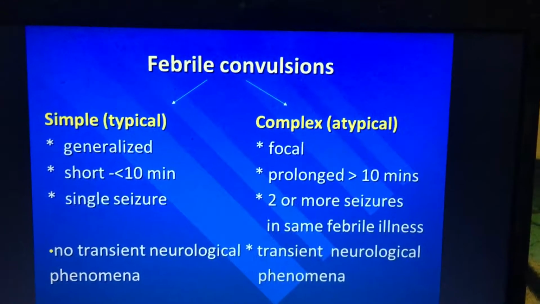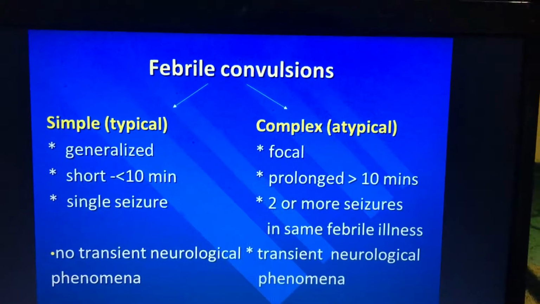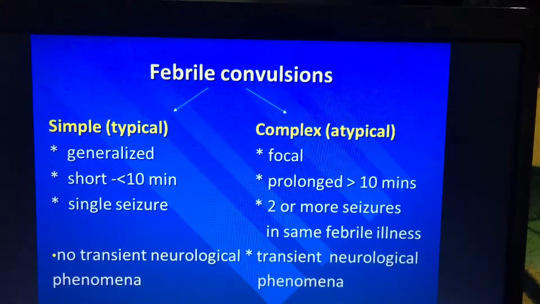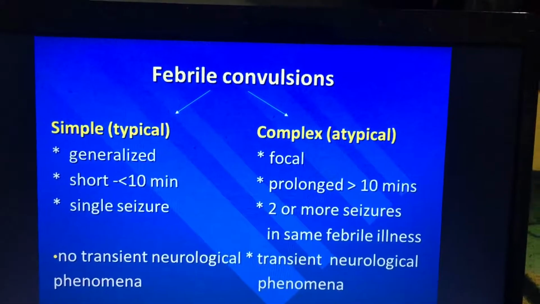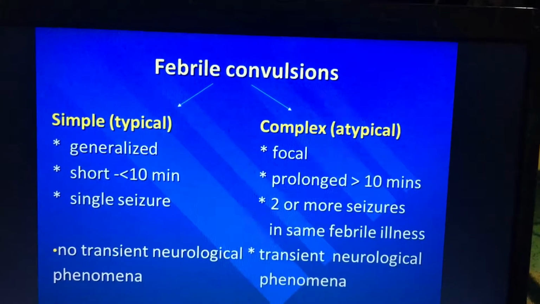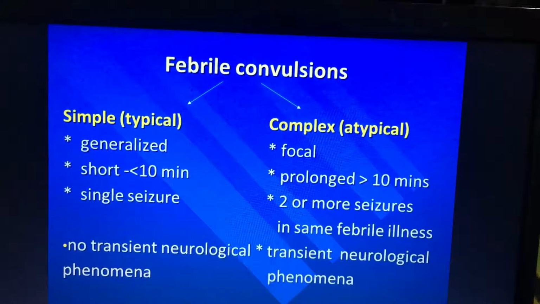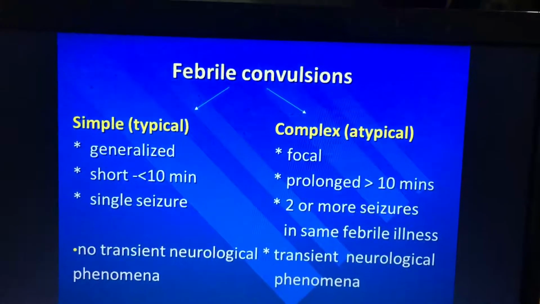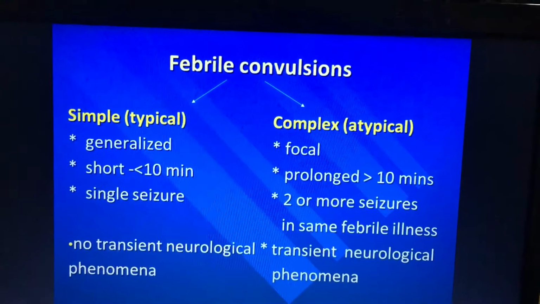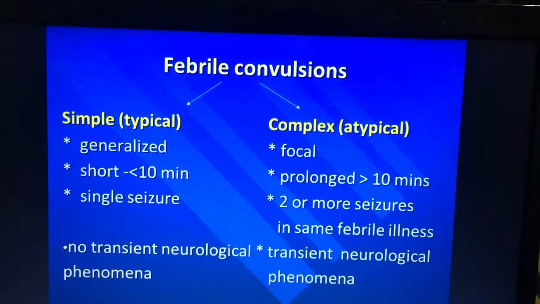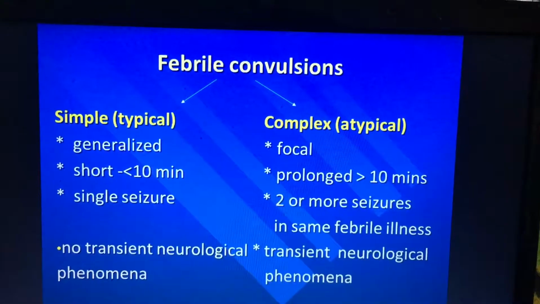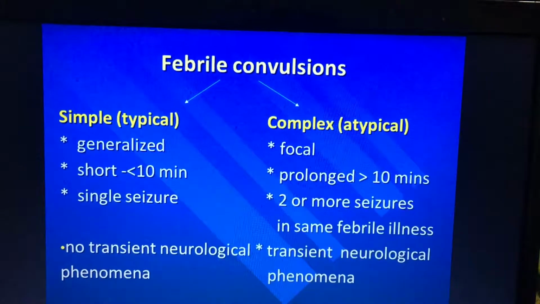Then we can divide febrile convulsions into two categories: simple or typical, and complex or atypical. Simple ones would have these features: it would be a generalized seizure lasting less than 10 minutes, a single seizure, and there won't be any transient neurological phenomenon. When we compare the simple seizure with the complex seizures, complex ones would be focal and lasting for more than 10 minutes, and there will be 2 or more seizures in the same febrile illness, while there is transient neurological phenomena.